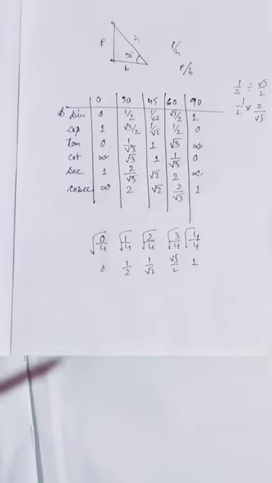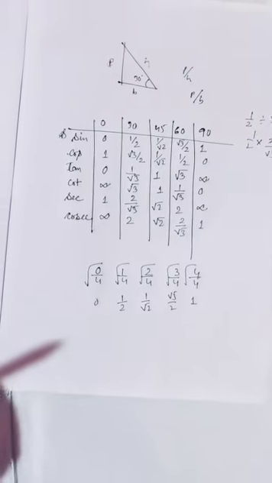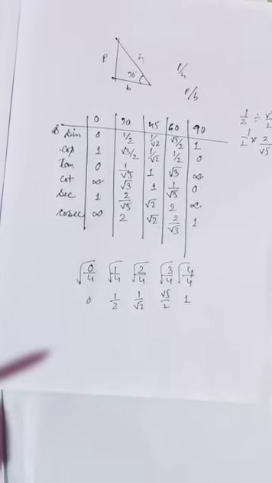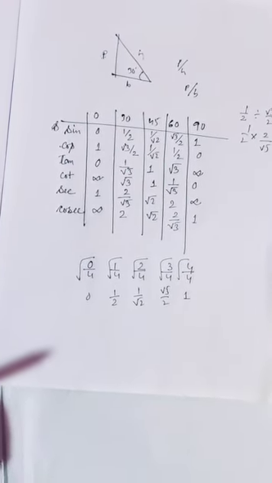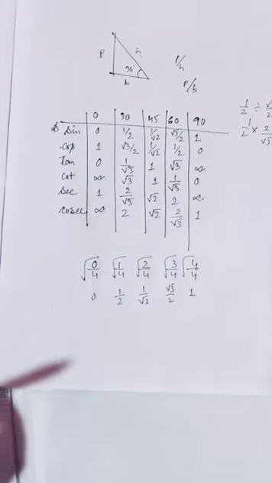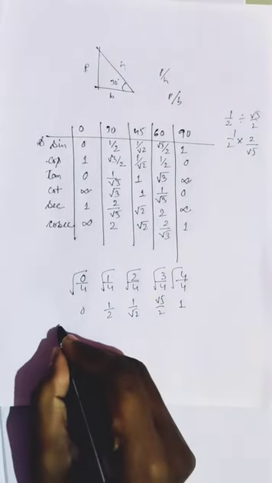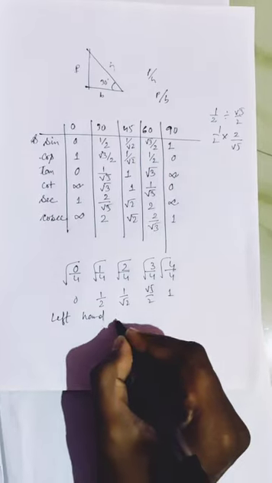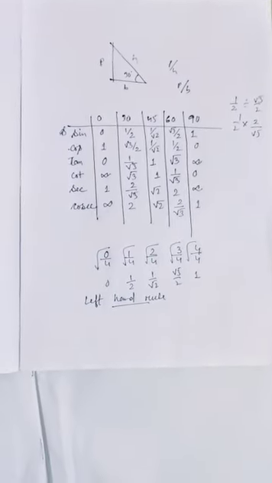So when you sit for the exam, first you construct this table on some rough page, so that for any question based on the trigonometric ratios of special angles, you can use the table. Another way is called the left hand rule. This is an interesting one, so be careful.